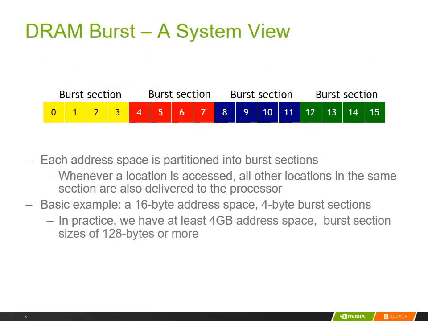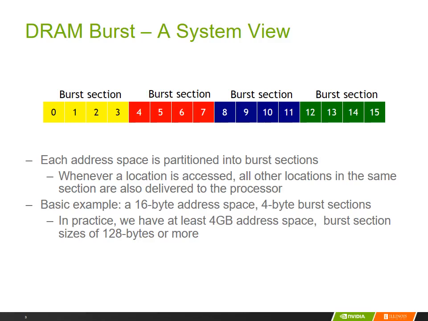This slide shows a system view of DRAM bursting. As we recall, DRAM bursting means that whenever we access a particular location in DRAM, the bytes around it are also delivered through the interface. So this is usually done by dividing the memory address space into burst sections.